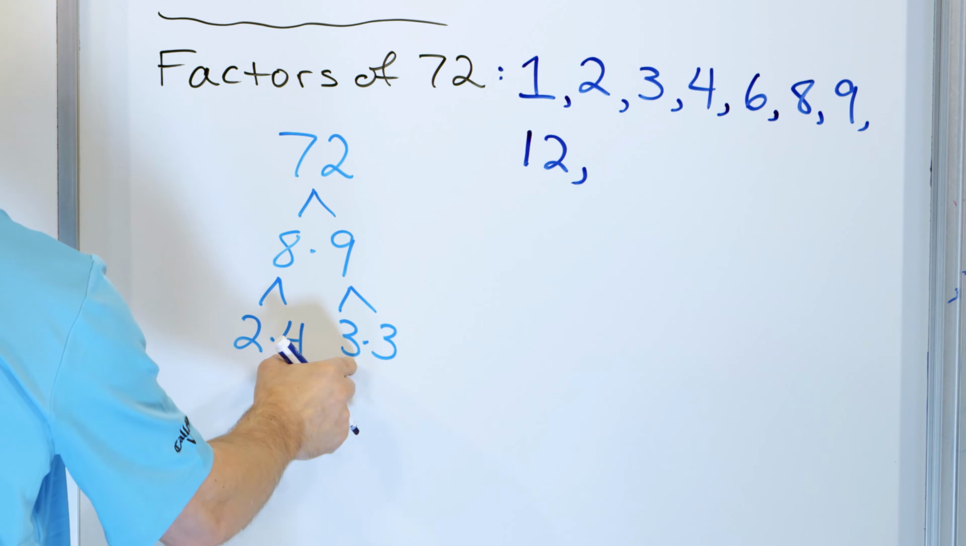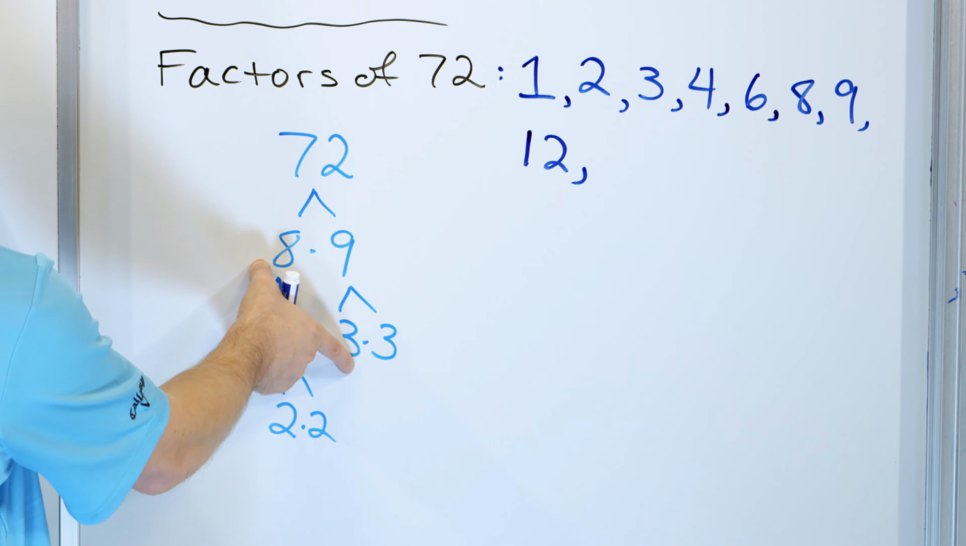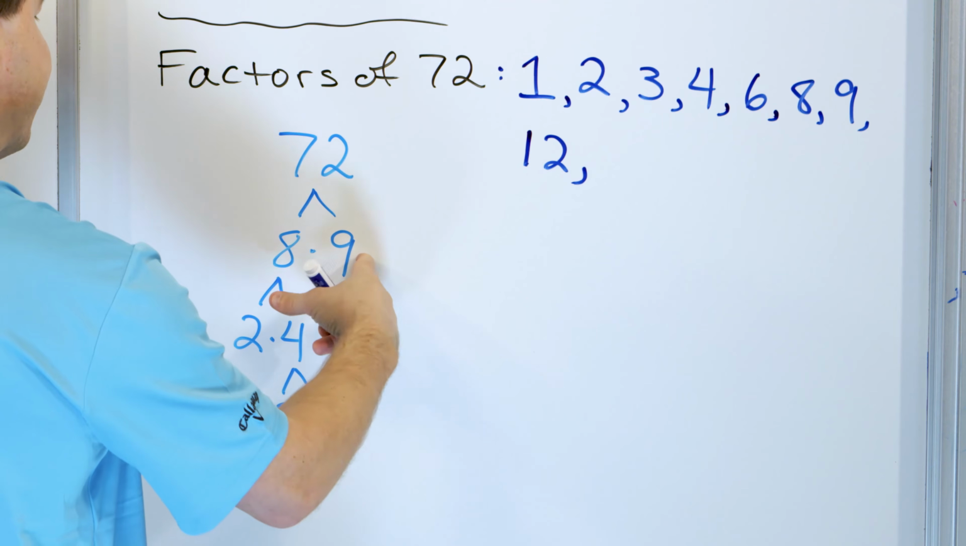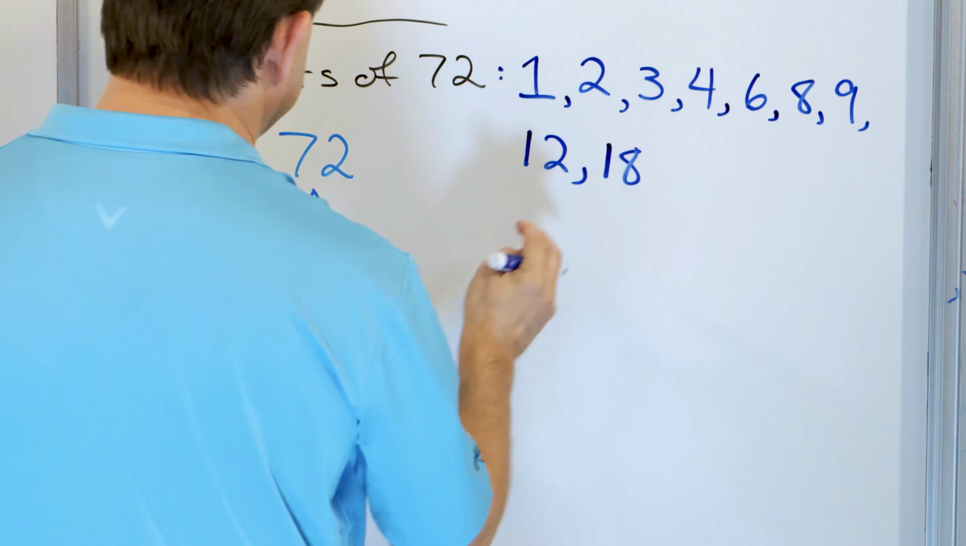3 times 2, 3 times 4, I've already done that. So then let me multiply this. 8 times 3 is 24. That's going to definitely be in my list. But let's think about any other combinations. I have the 9 over here times 2. 9 times 2 is 18, so that's going to be in the list.